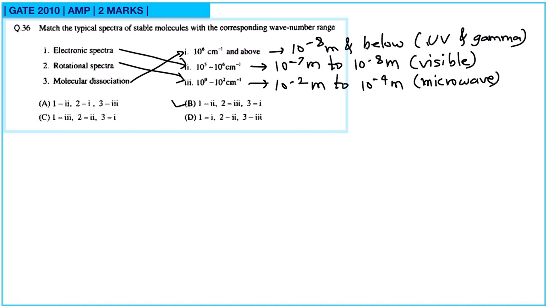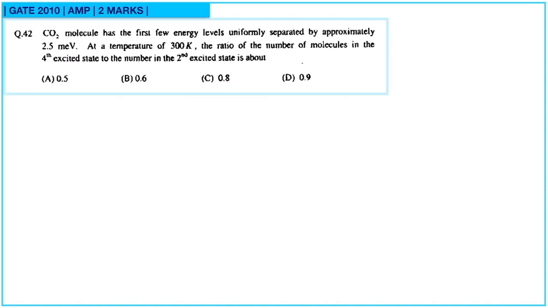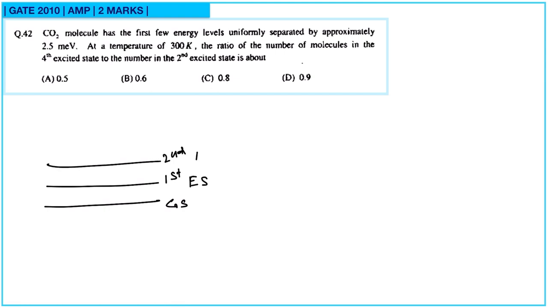So here option B is correct. 1, 2, 2, 3, 3, 1. Next question. CO2 molecule has the first few energy levels uniformly separated by approximately 2.5 milli-electron volt. So if this is ground state, then this will be first excited state, then we have second excited state, and so on. So the separation between those is 2.5 milli-electron volt for all.